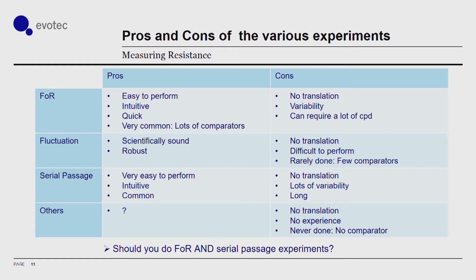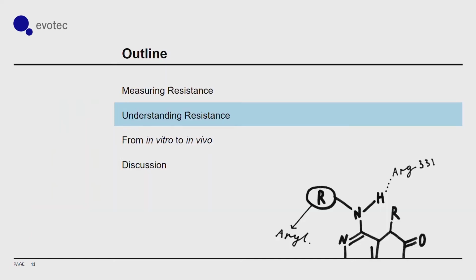These are the only ones I mentioned, but there are many other tests that you can perform, like megaplates and whatever. Here, the pros are a little harder to discern, and the cons are the fact that there is no experience, and so you have very few or no comparators to work with. So in the end, should you do frequency of resistance and serial passage experiments? I would say yes. Because, as I said before, the kind of mutants that you get are different. And this is a segue to the second point that I wanted to raise with you.